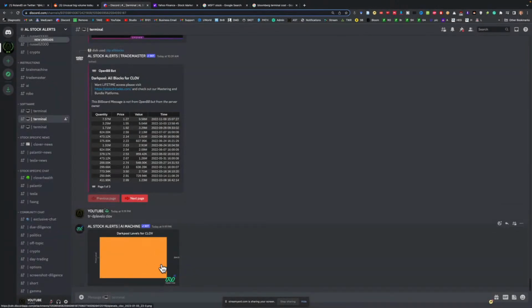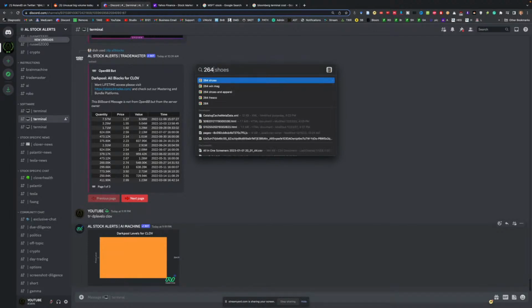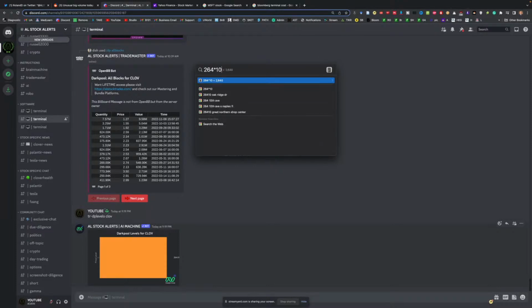Now, it may not seem like much, but if you look at the fair value of the company, and just say we'll call it $10 from when it became publicly traded, it's 264,000 shares at $10.